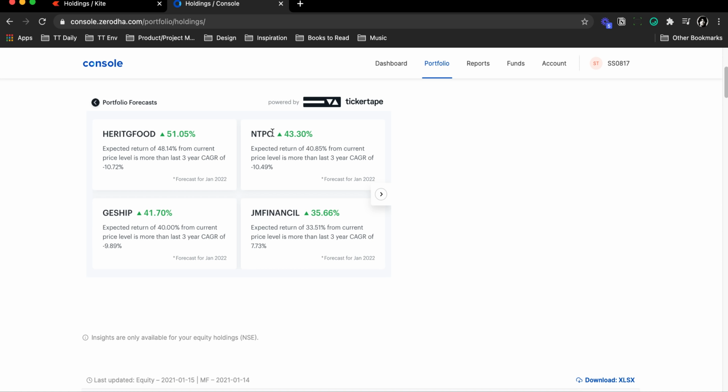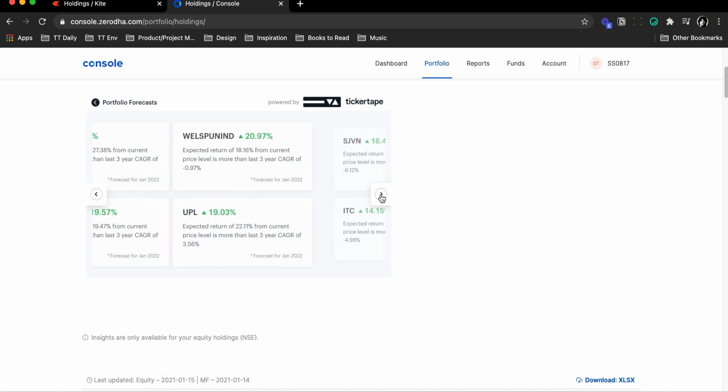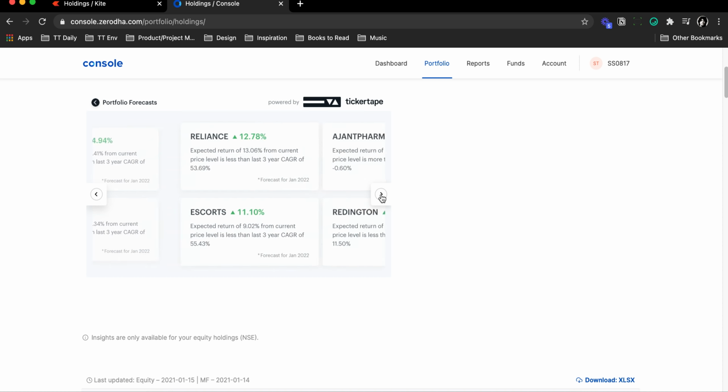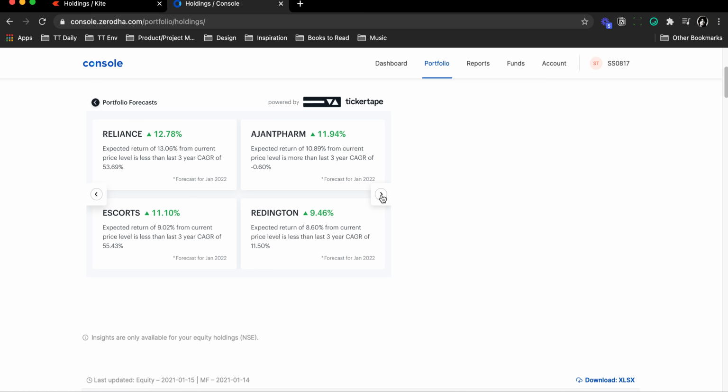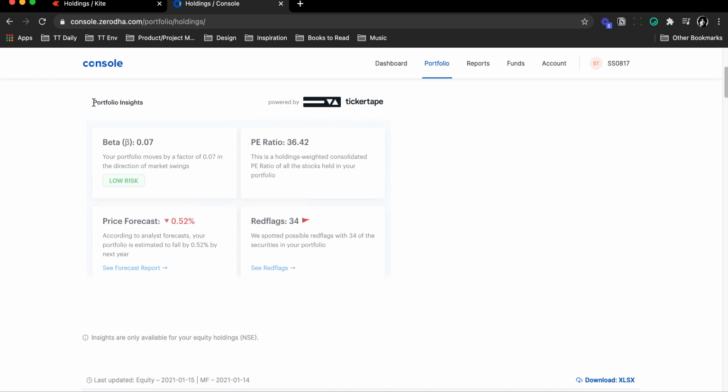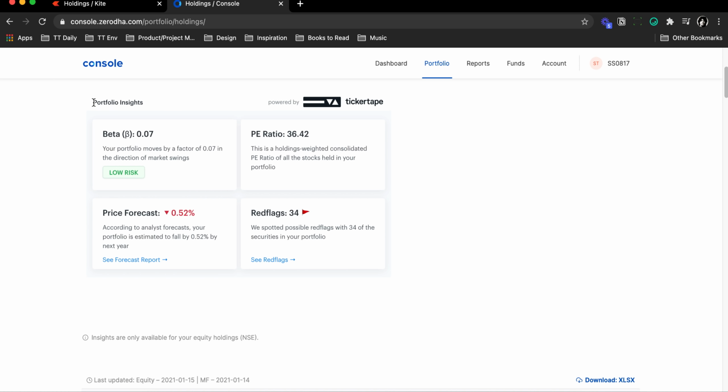Similarly with NTPC, there's a price forecast of 43.30, right? The expected return that you are going to get from NTPC is going to be 40.30% above in the next year, right? So this information is available on an individual stock level, right? So this provides you a forecast for your entire holding, and at an accumulated level, we tell you that the price forecast for your entire portfolio is this much. And in this case, you can see it's 0.52%.